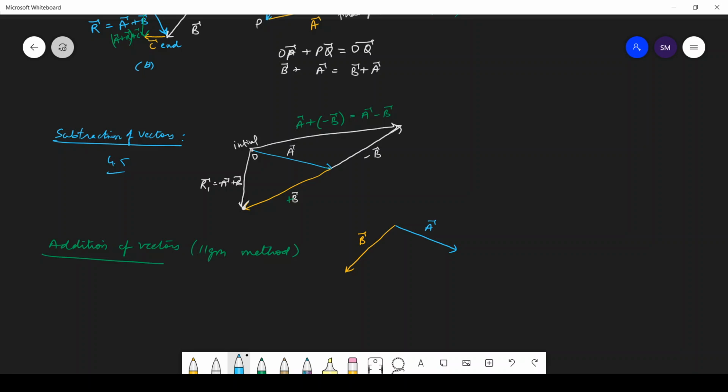Now where will the resultant be? You need to make a parallelogram first, so equal and opposite, that is the magnitude A, and equal and opposite, that is the magnitude B. So you have framed a parallelogram, and the diagonal of the parallelogram will be your resultant, that is A plus B. So that's another method of adding the vectors.